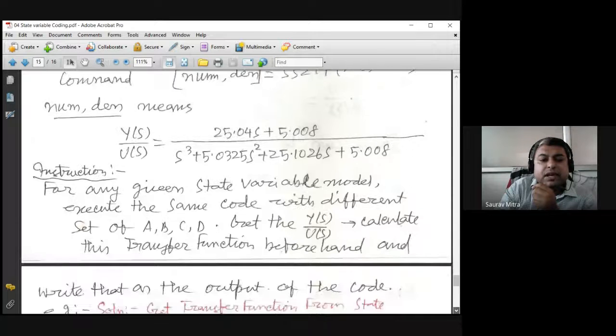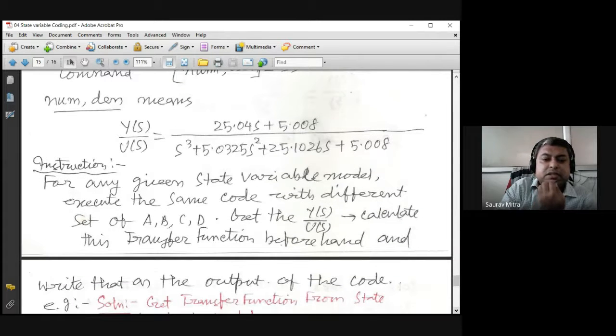So the instruction: for any given state variable model, execute the same code with a different set of ABCD. You can take 2-3 different codes. What I suggest is I will define some ordinary differential equation. From there you have to do the cross multiplication after taking the Laplace transform, and you will get the transfer function. From the transfer function, you execute this very small code of 4 lines and get the ABCD matrix. So this is one set of exercise.